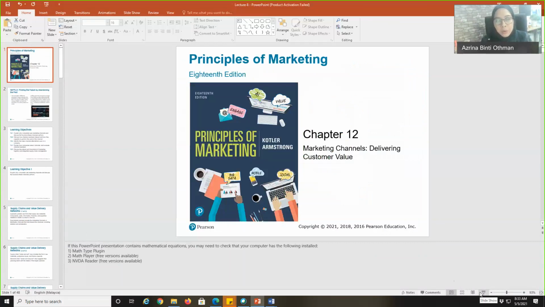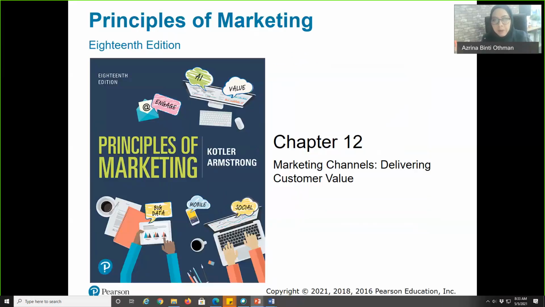Now I will go through each slide in this PowerPoint so that you can get some ideas and understand the concept of marketing channels. All right, now I will start. In Kotler's textbook, Principles of Marketing, this topic is covered in chapter 12. And why do we call it marketing channels? Because we want to transport and deliver our products and services to our end user, our target market, our customer, consumer, and not only delivering the products and services, we are also delivering the values.